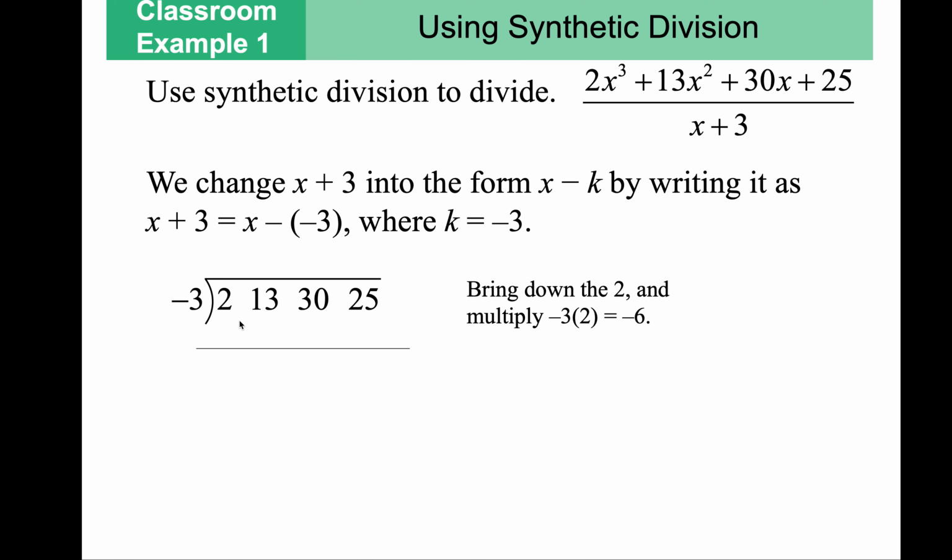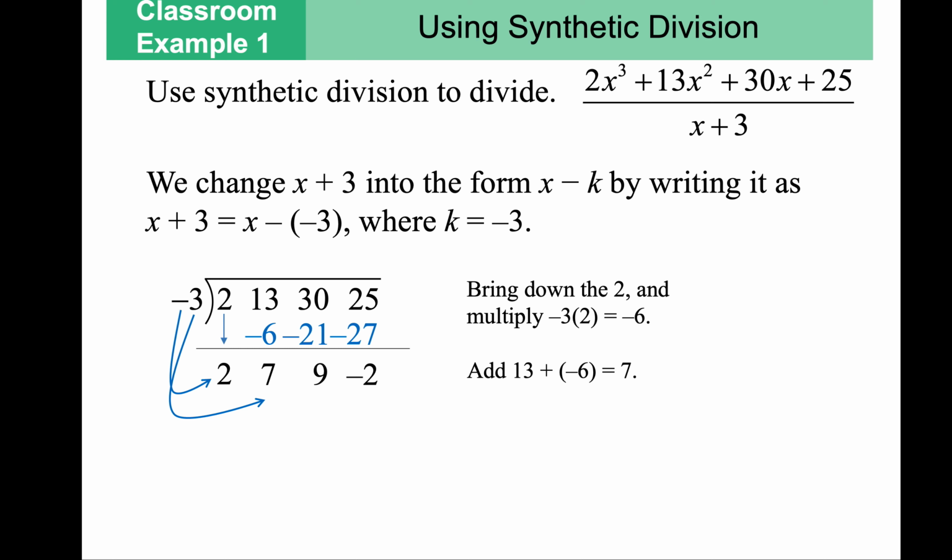I'm going to bring the 2 down, and I'm going to multiply 2 times negative 3 to give me negative 6. These are cool graphics, right? Then I'm going to add 13 and negative 6 to get 7. Then I'm going to do negative 3 times 7 is negative 21. I'm going to add those together. I get 9.